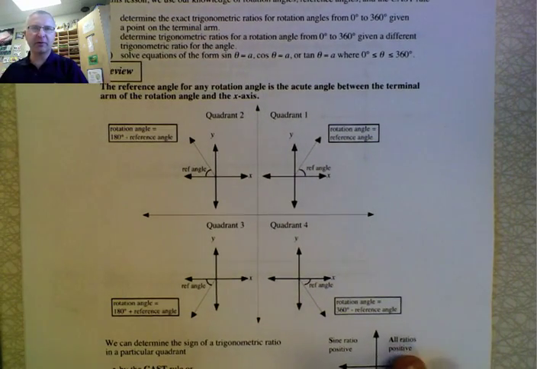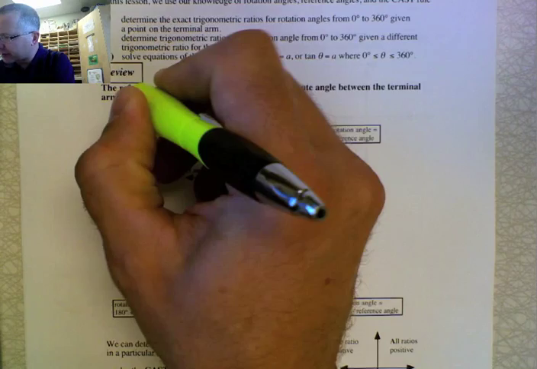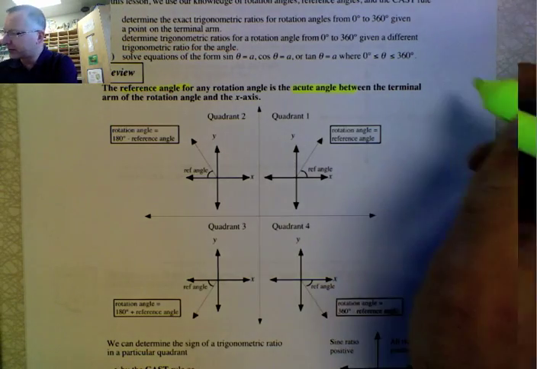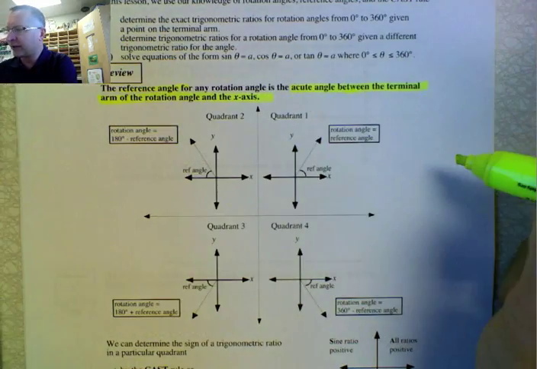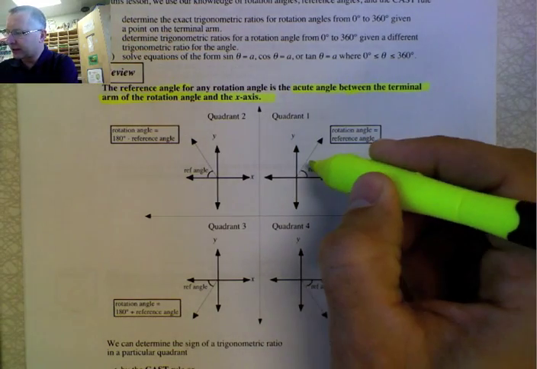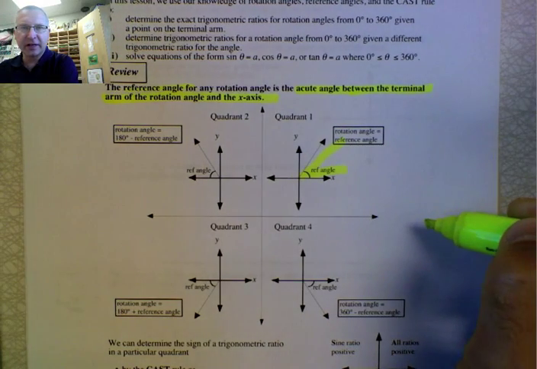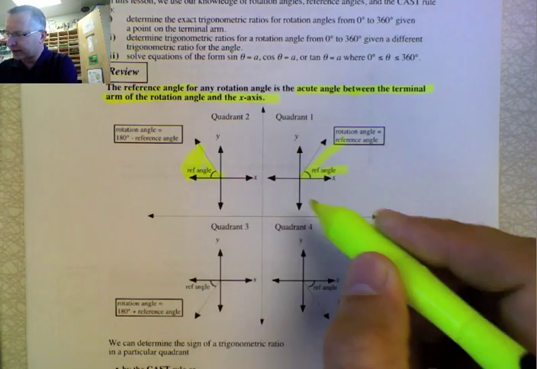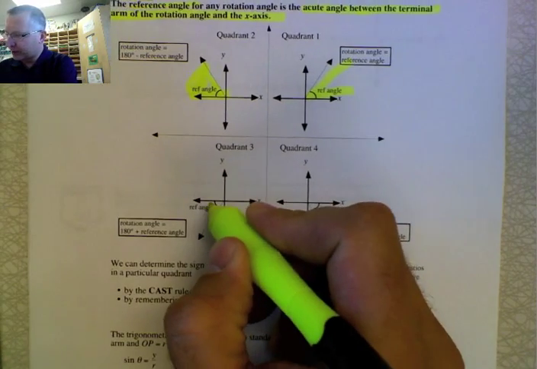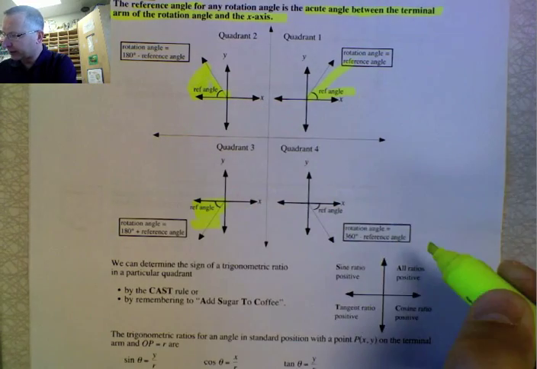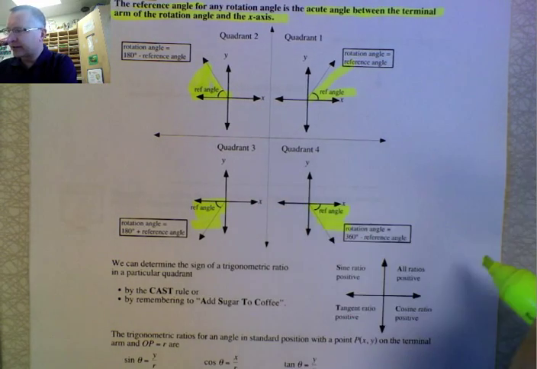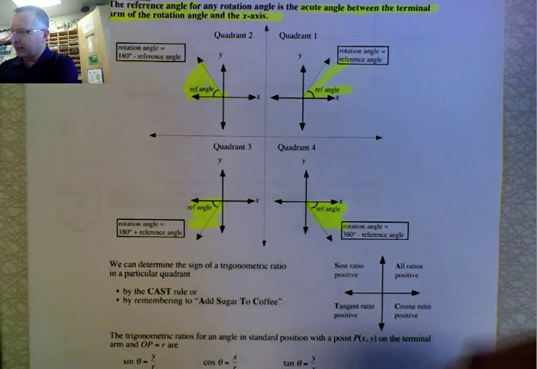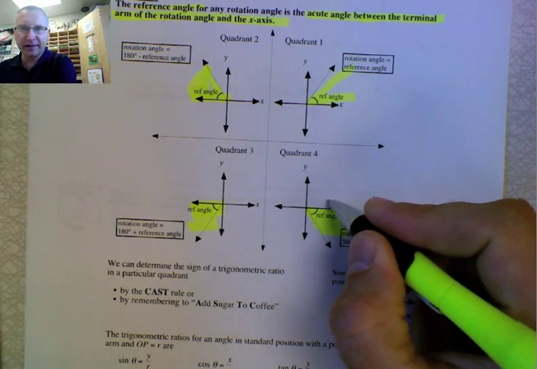So the first thing we want to remember is that a reference angle is actually an acute angle. That's an angle of less than 90 degrees between the terminal arm and the x-axis. So you're going to see in quadrant 1, our reference angle is here. In quadrant 2, it's here. It's between the terminal arm and the x-axis. In quadrant 3, it's down here. And in quadrant 4, it's down there. Remember, that reference angle is always the angle between the terminal arm and the x-axis.